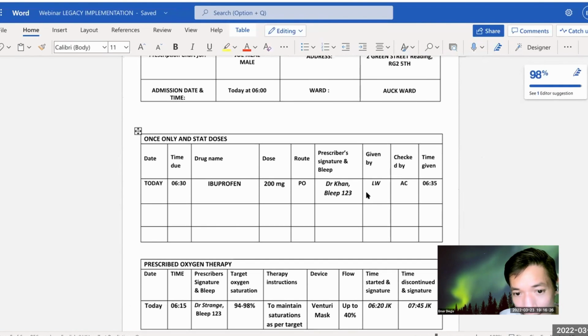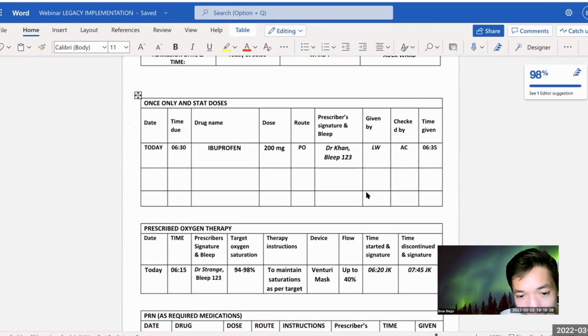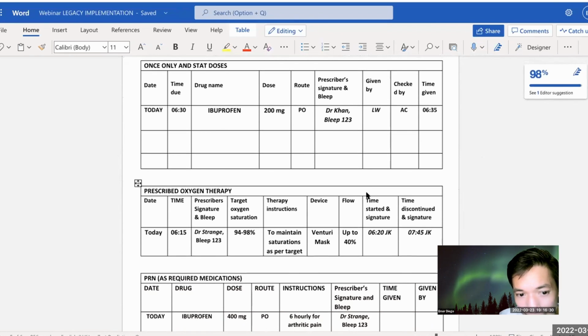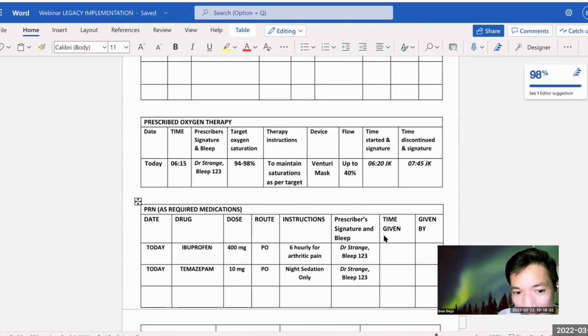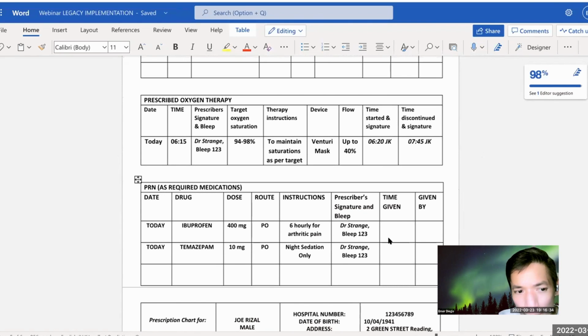Only stat doses, so we're not doing anything on this section. PRN, so we said that we're not giving the ibuprofen yet. Question, do we need to write anything here? So let's say ibuprofen is not due yet. Are we writing anything here? Are we putting an omission code or not? So the answer is no.